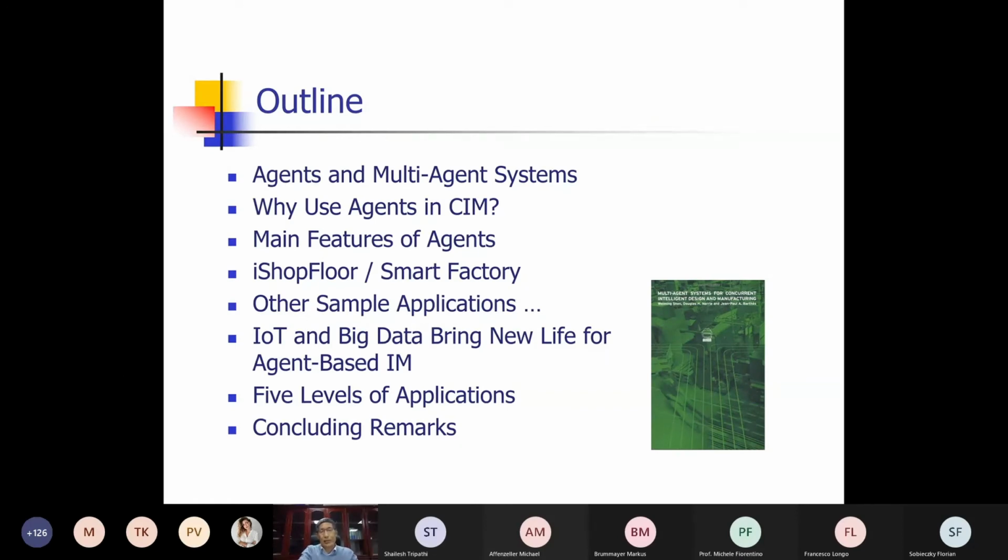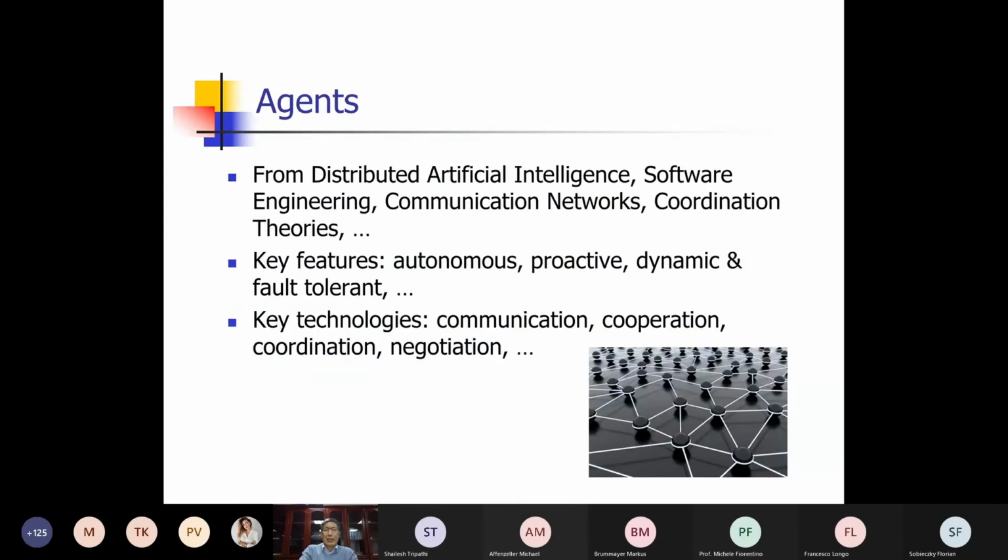I'm not going to read through it, but on the right side is the book I published about 20 years ago, in 2001, with Francis, on multi-agent systems for design and manufacturing. That was the first book on the topic, and so far, if it's only about the application of agents and systematically reviewing the technology of agent-based design and manufacturing, it is probably still the only book.